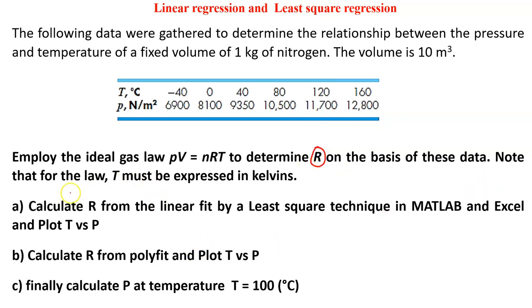Note that for the law, T must be expressed in Kelvin. So here T is in degree centigrade, but when we employ the ideal gas law, T must be in Kelvin. And question number A is, again we have to calculate R from the linear fit by a least square technique in MATLAB and Excel, and then plot T versus P. Calculate R from polyfit. Here polyfit is the MATLAB inbuilt function.